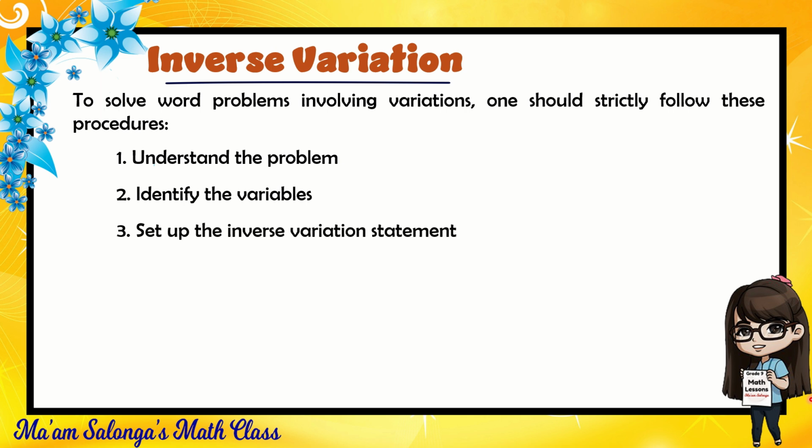Number 3, set up the inverse variation statement. Determine which quantities in the problem are varying inversely. Number 4, determine the constant of variation. Use the information provided in the problem to find the value of k. Typically, you will be given a pair of values for the two variables that satisfy the inverse variation relationship. Substitute these values into the equation and solve for k.